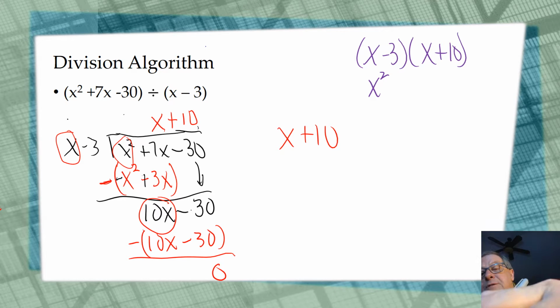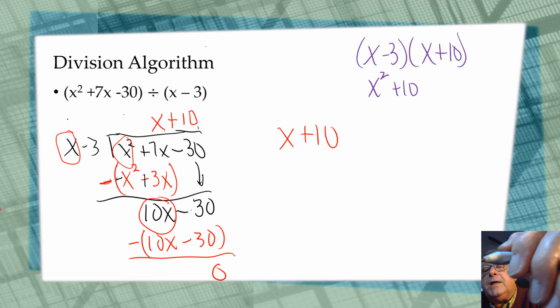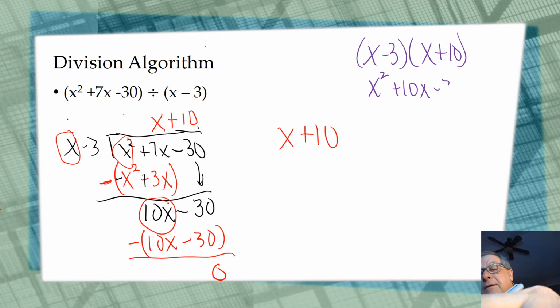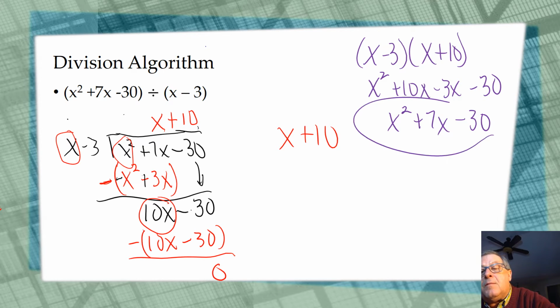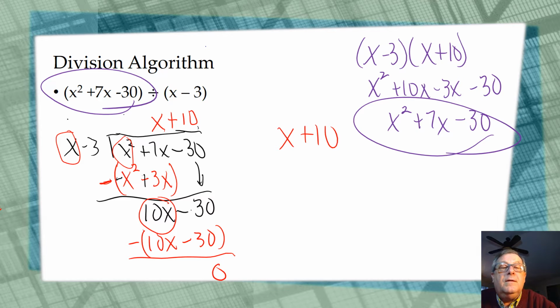X times positive 10 is plus 10x. And negative 3 times x is negative 3x. And negative 3 times positive 10 is negative 30. Let's combine these like terms, and my answer is x squared plus 7x minus 30. And Shazam, I've proved that I've got the correct answer, dividing that polynomial by the binomial x minus 3. All right, we're going to do one more.